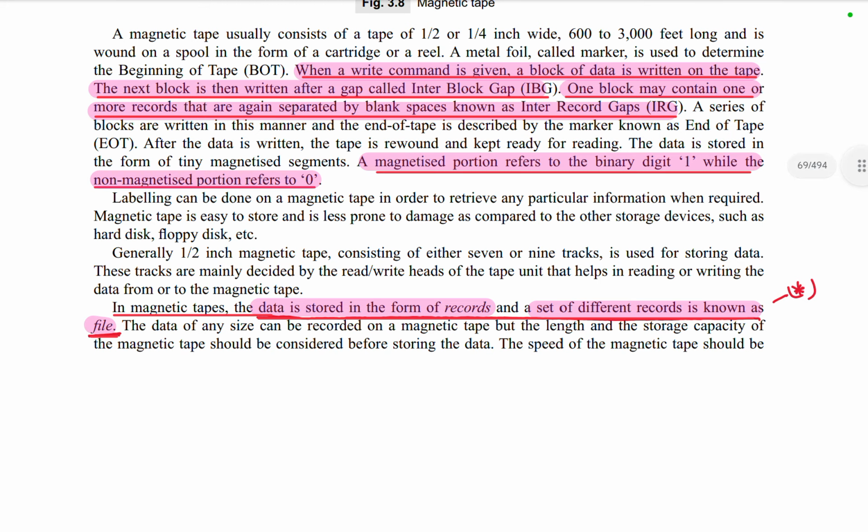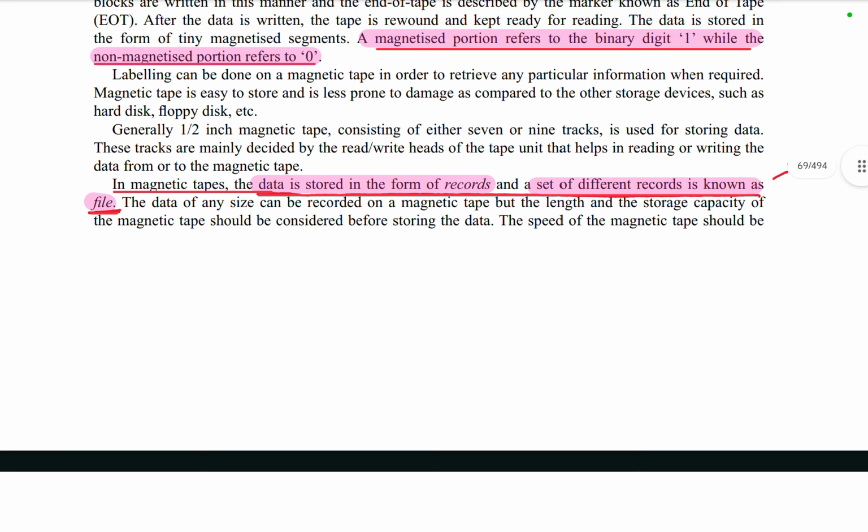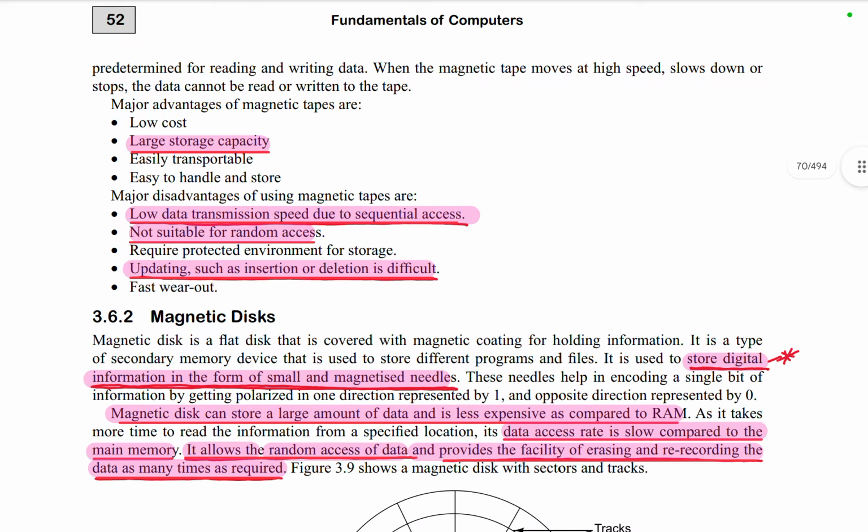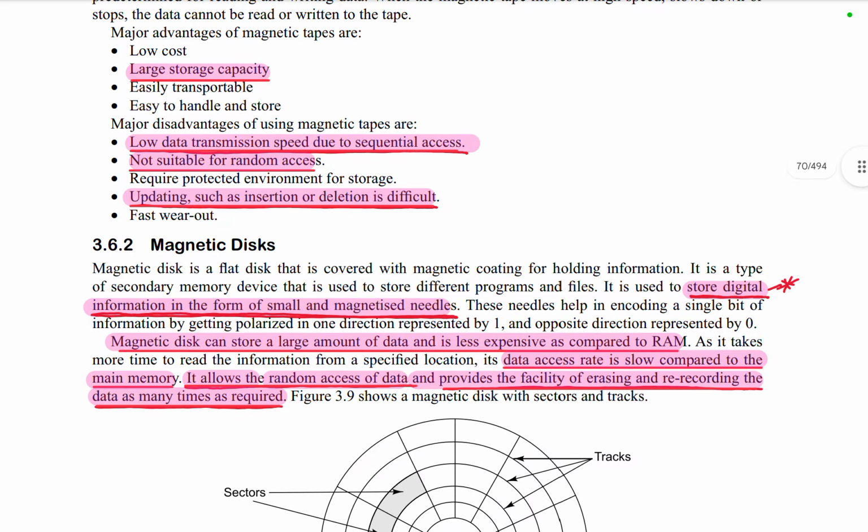Data is stored in the form of records. A set of different records is known as a file. Large storage capacity is a major advantage of magnetic tapes. Major disadvantage: low data transmission speed due to sequential access, not suitable for random access. Updating, such as insertion or deletion, is difficult.